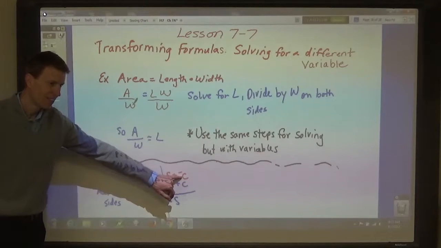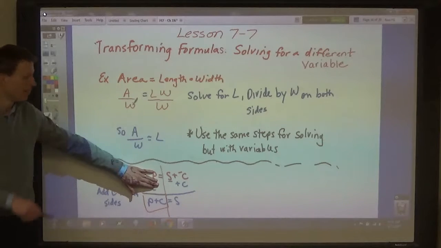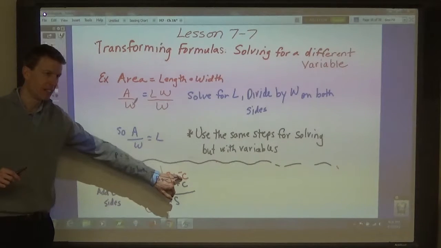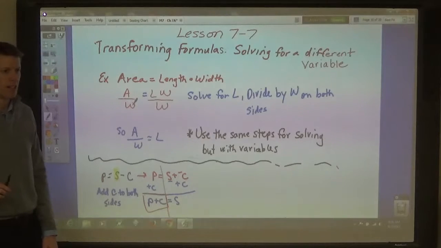Negative C. Yep. How do you get rid of the negative C? How would you get rid of a negative term? Bryce? Times. No, to eliminate it. You don't times to eliminate something. You add its, not add the reciprocal, add the opposite. So what's the opposite of negative C? C. Yep. Add C. Add C to both sides.